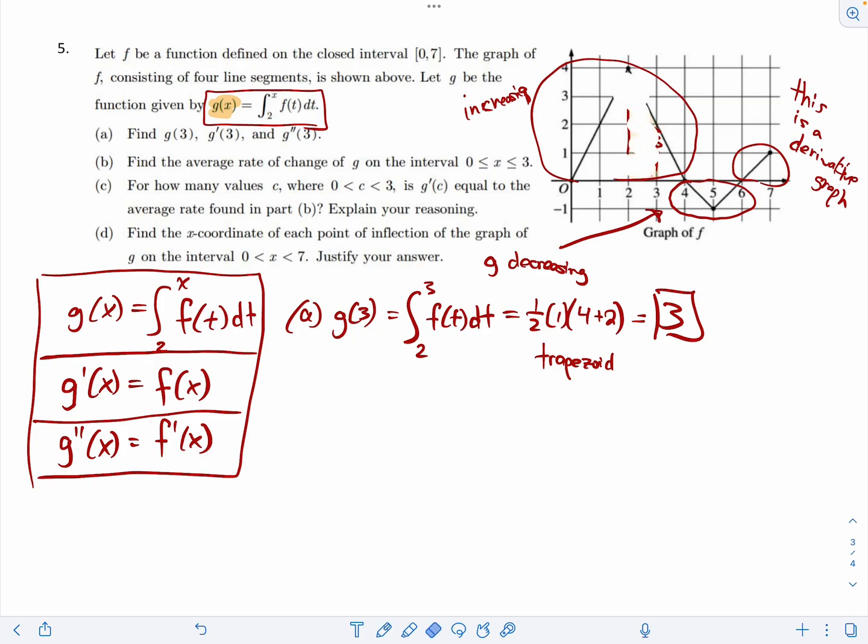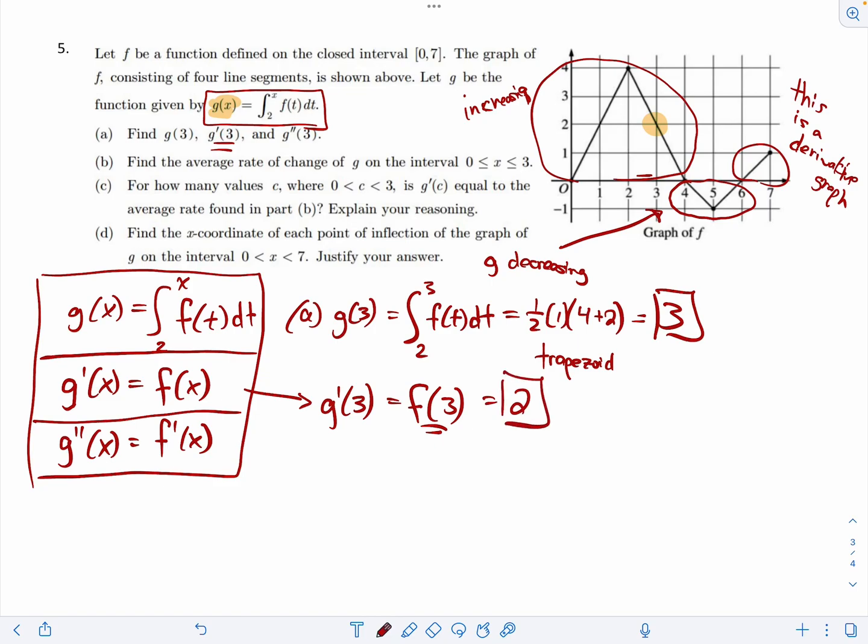Next part is G prime of 3. G prime of 3 is the same as f of 3. So now our eyes go to the graph, but now we're not accumulating a function with an integral. We are just looking at f of 3, where x is 3, or where t is 3. That is 2. Input, output.